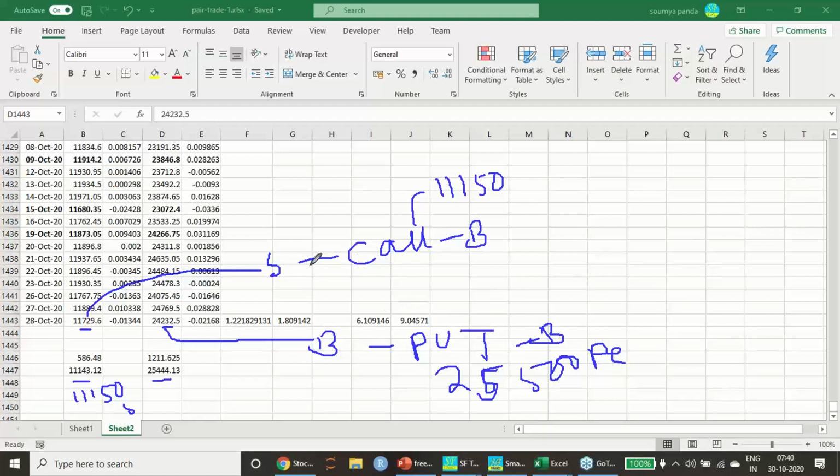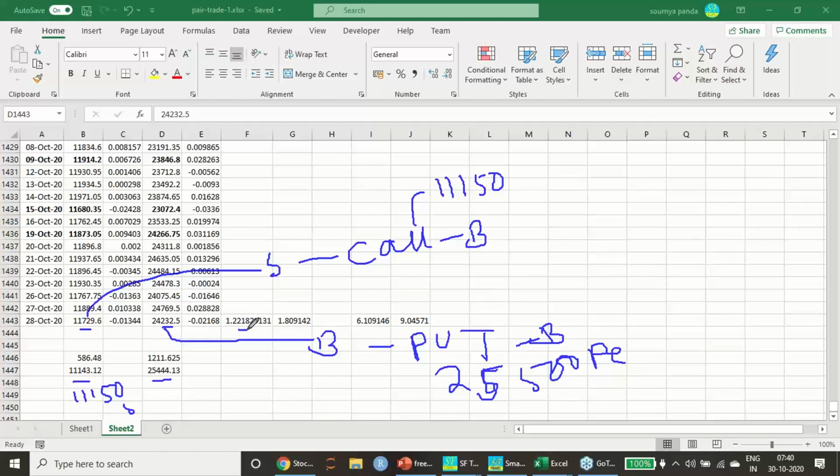Again, I will repeat what my trade will be to deal with this November volatility. I'll be buying the Bank Nifty along with the 25,500 put option. I'll be selling Nifty along with buying the 11,150 call option. So both the options I am purchasing, and Nifty future I am selling, Bank Nifty future I am buying.